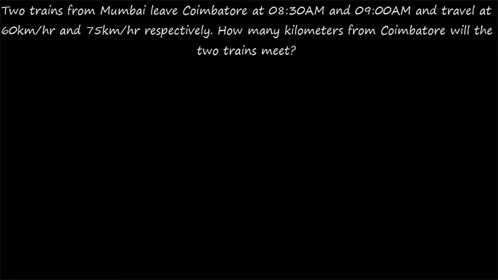So today's question is, two trains from Mumbai leave Coimbatore at 8:30 am and 9 am and travel at 60 km per hour and 75 km per hour respectively. How many kilometers from Coimbatore will the two trains meet? A similar kind of question was there in our previous playlist. One video is there, "must know shortcut", the different applications of the must know shortcut. So this is also an application for that shortcut formula.